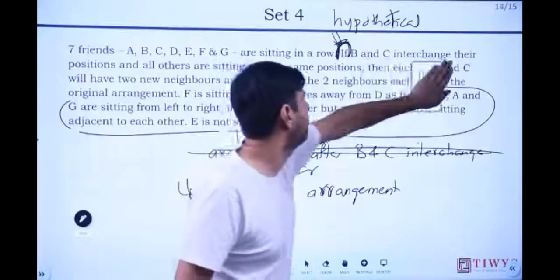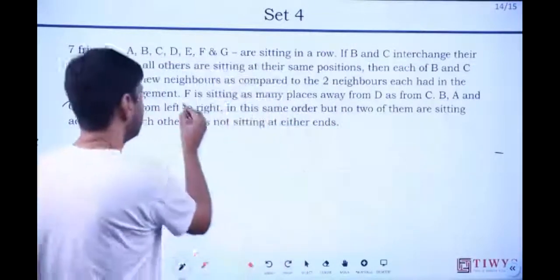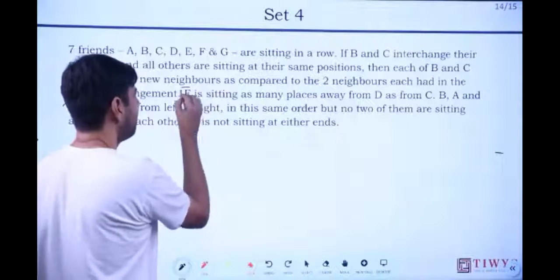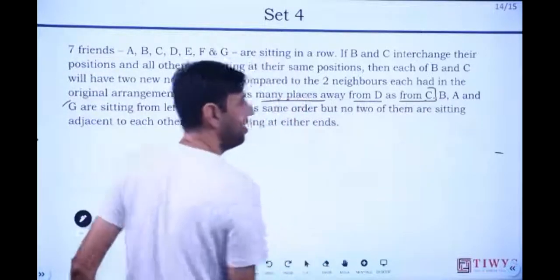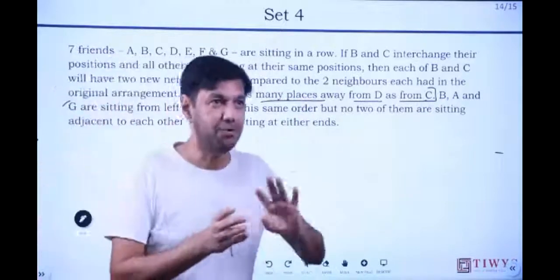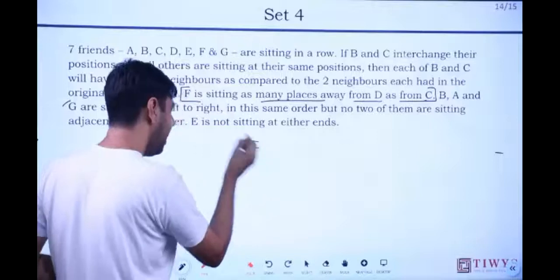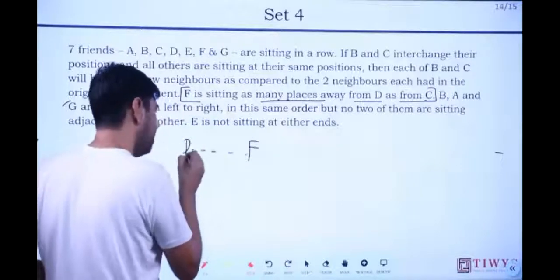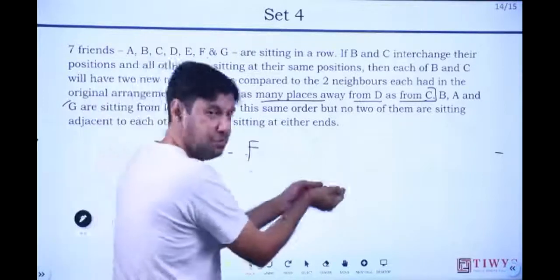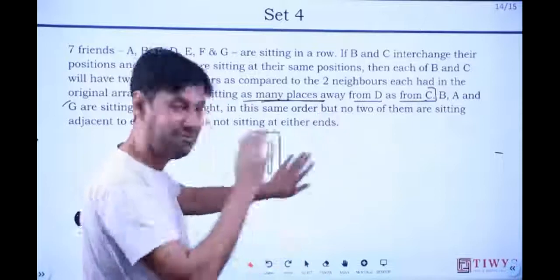Also, this next clue seems very interesting. F is sitting as many places away from D as from C. और D से उसका गैप और C से उसका गैप सेम है. तो दोनों क्या सेम एक जगह पे हो सकते हैं क्या? D से और C भी इधर ही हो सकता है क्या? नहीं हो सकता ना. तो एक को दूसरी तरफ जाना पड़ेगा. As many places. So it's a nice visual clue.